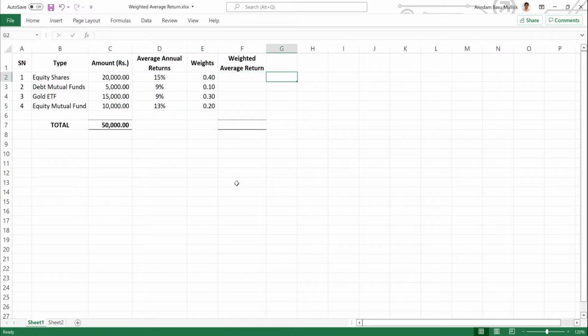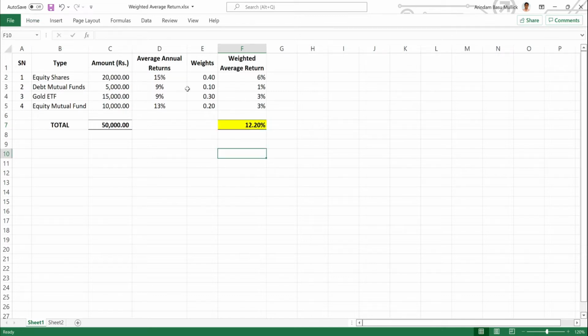Now, in order to calculate the weighted average return, we need to multiply the respective return of each investment category with their weight. Just do the same with the other areas as well, and you calculate the sum, which comes to 12.2%. This amount represents the weighted average return of your portfolio.